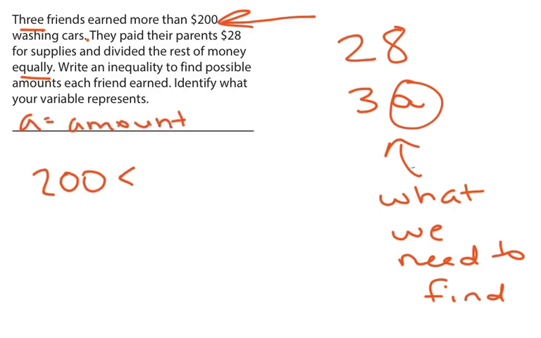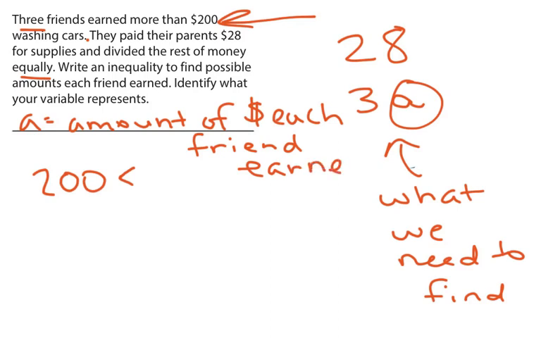You need to be that specific. I'm going to say even more, amount of money each friend earned. That way, it's now a unit. Does that make sense? Okay. So your variable is just going to be the unknown amount. And so that is given to you kind of in the question, the amount that each friend earned. They want you to find that out by the end of it.